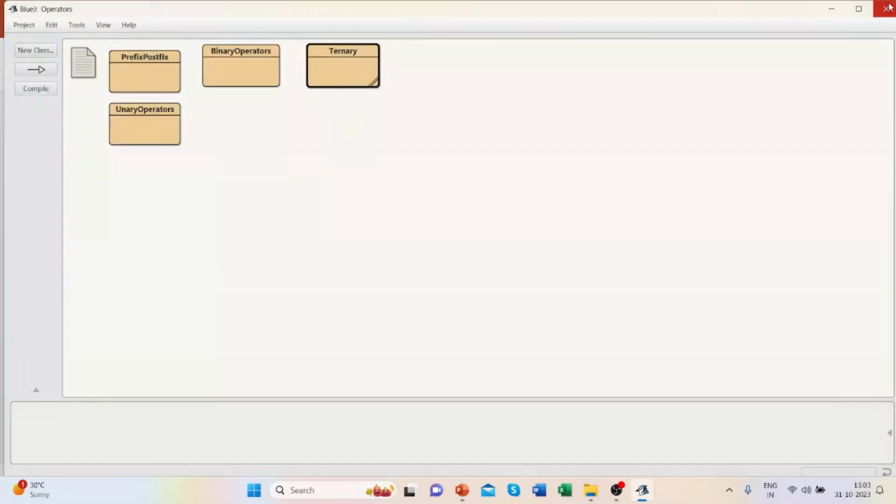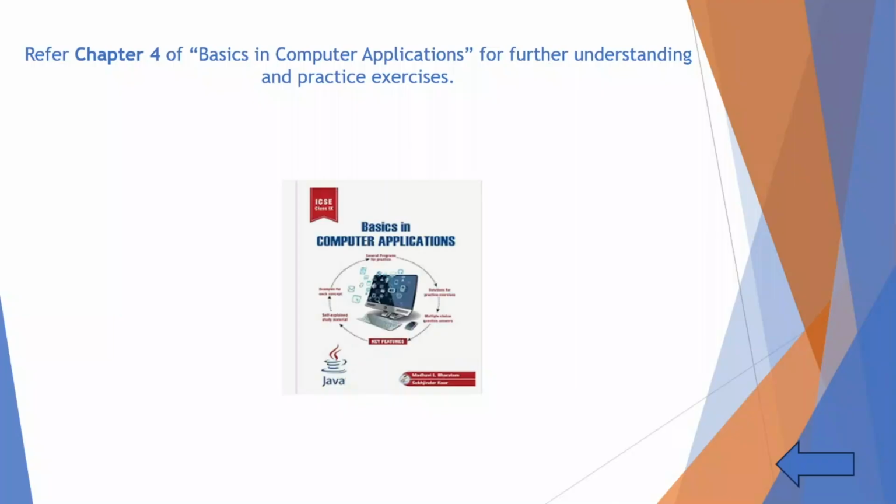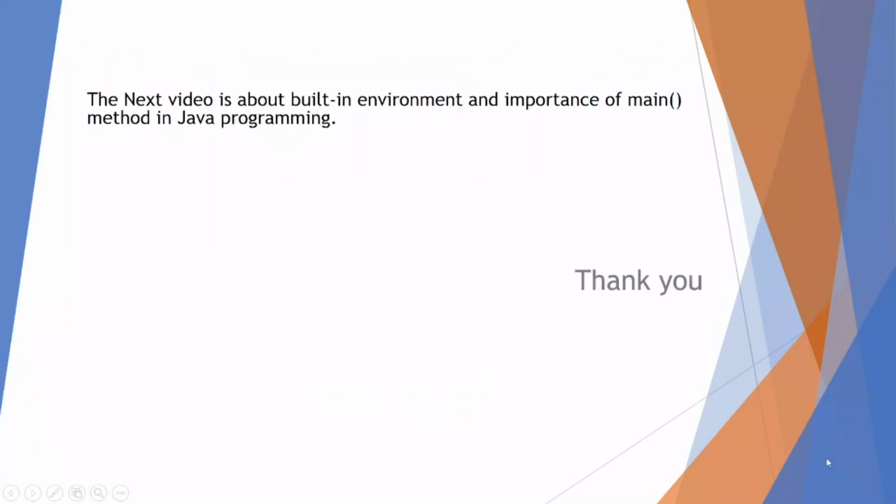So this is about unary, binary and ternary operators. Refer to chapter 4 of Basics in Computer Applications for further understanding and practice exercises. And the next video is about the built-in environment and the importance of the main method in Java. Thank you.